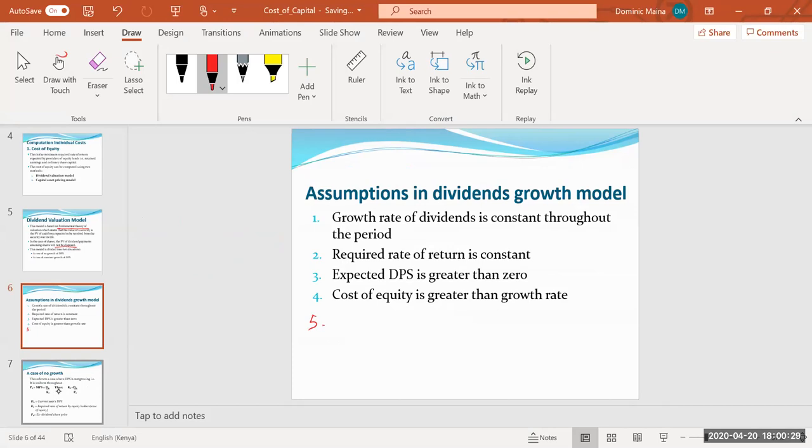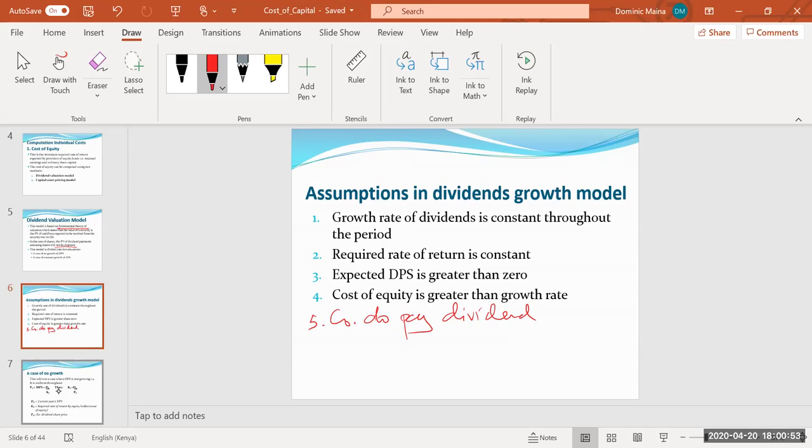Is that the first thing, or one of the key assumptions, is that the company pays dividends. Companies within the market do pay dividends. That's one of the key assumptions of the model. The company does pay the dividend, because if they don't pay the dividend, then you can't value the company.